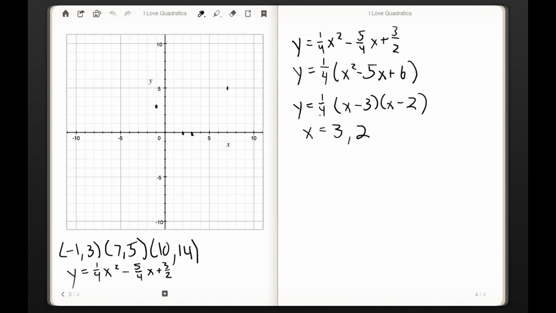So since we have a 1/4 here, we know the graph is not steep at all. It's very wide. So the parabola is actually going to look something like this. So we just have to connect the dots here. There is our graph. So we can see it passes through -1, 3, 7, 5, and 10, 14. That would just be up here somewhere. We don't have 14 up here. It'd be right about there. And we can see that the graph does approach that point.